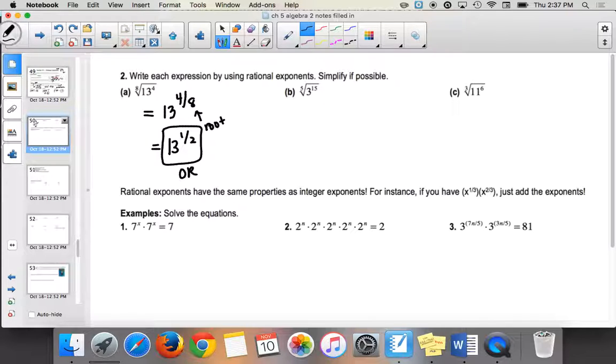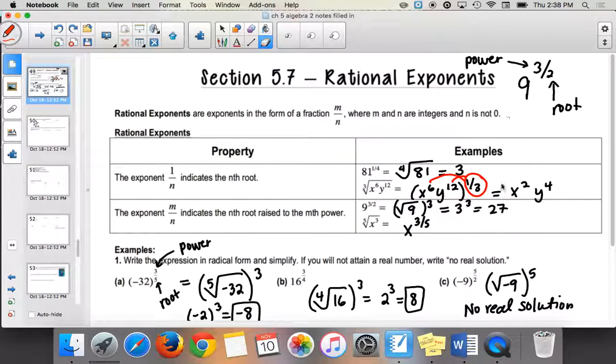Wait, how did you get 13 to the? I reduced 4 over 8. 4 over 8 is 1/2. How did you get 13 to? I took the power divided by the root. How do you get half? That's what we're learning today. So we haven't talked about that. We just did. Yeah, we did these. 3 over 2 puts the 3 here, the root there. Fifth root of x cubed, 3 and 5.